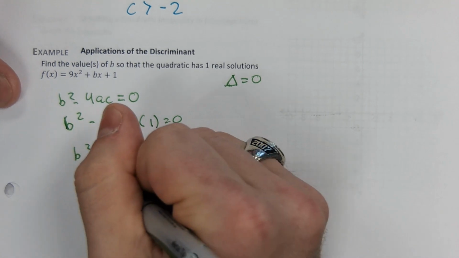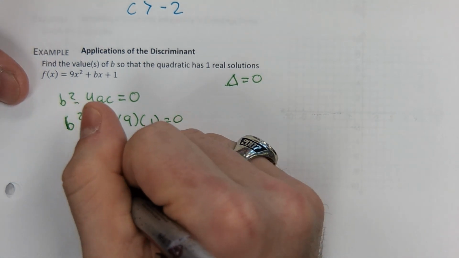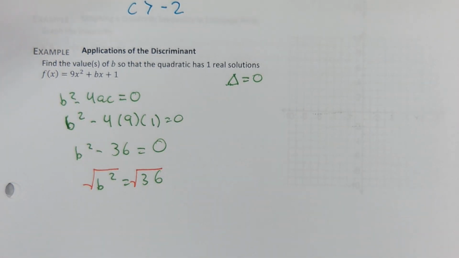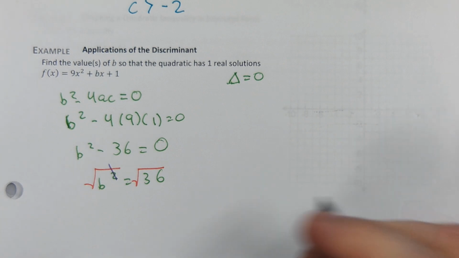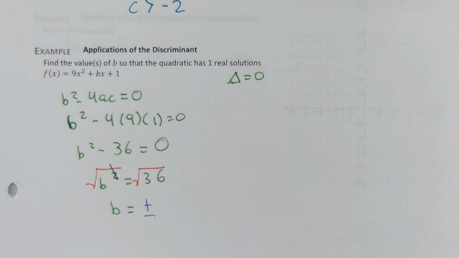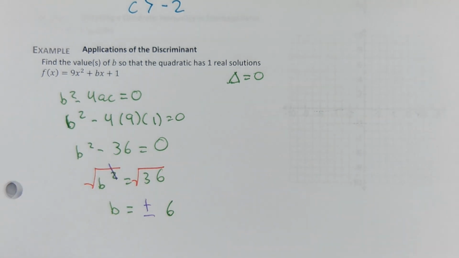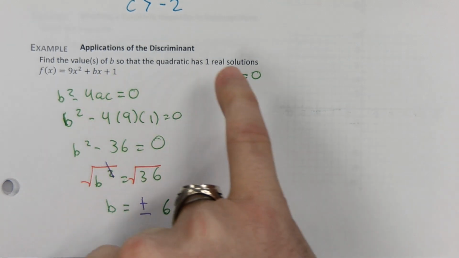Add 36 to both sides. Now what? Square root. What do we have to remember to do when we cancel that square with that square root? Plus or minus. Good. And the square root of 36 is 6. So there we have it. Our quadratic could have a positive 6x in the middle or a negative 6x in the middle. Either one of those values for b would guarantee that this thing has one real solution.